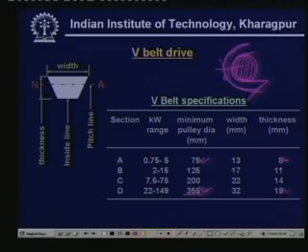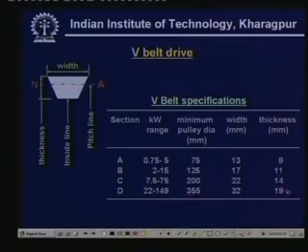Okay. So, in the belt specifications table, I think everything is quite clear. That means you know what the types of belt sections A, B, C and D are, and how they are designated depending upon the power transmission capacity. We do have a belt section E also, but it is not specified over here because those are for very high capacity.